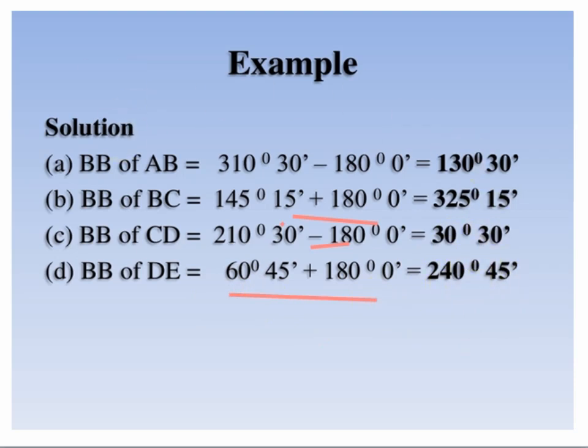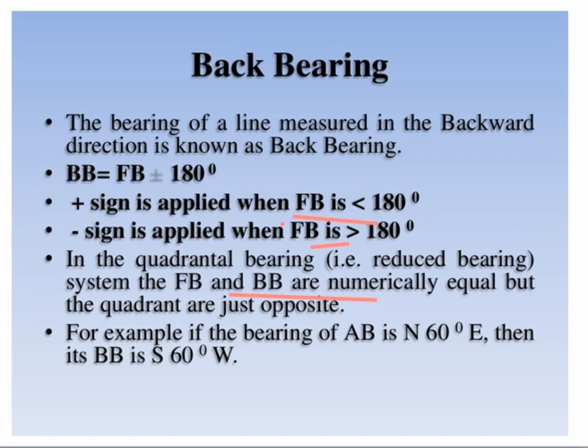Just remember the difference between forward bearing and back bearing is exactly 180 degrees, and they are taken in the direction of the progressive survey.